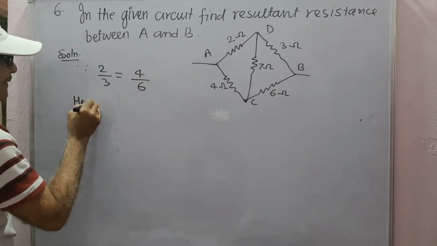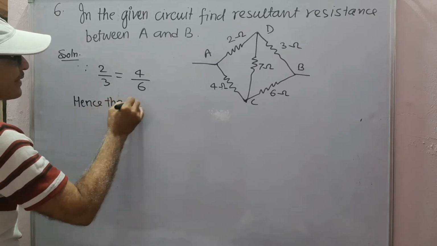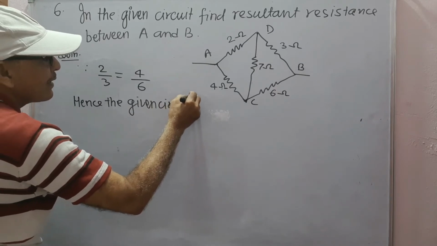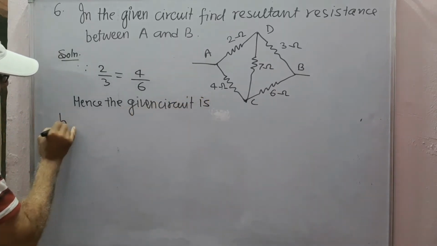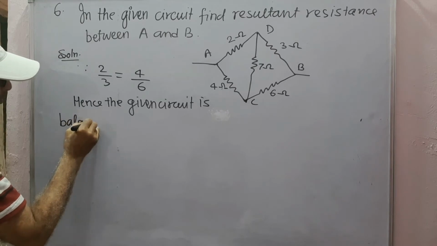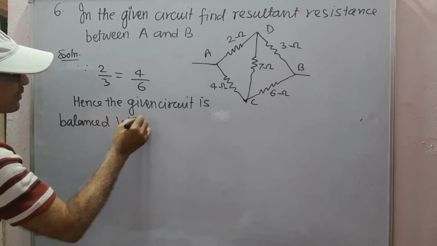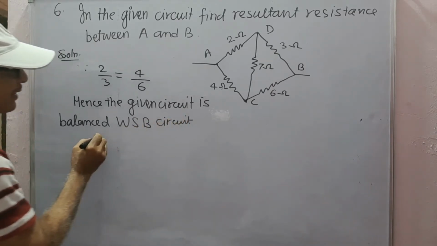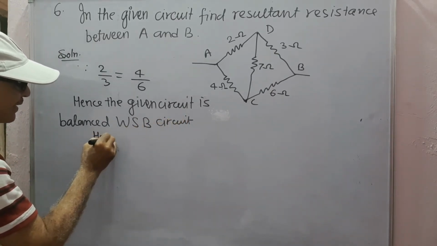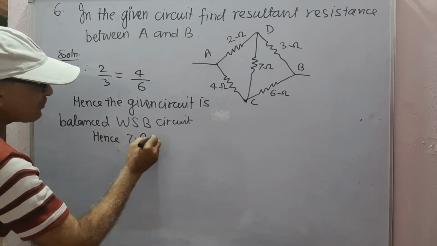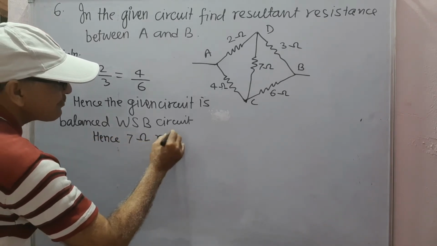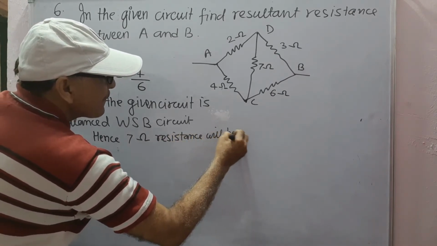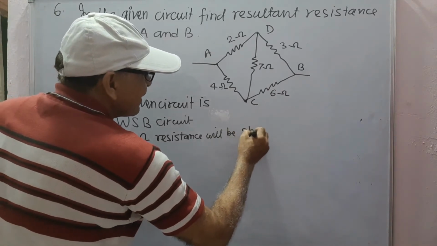Hence, the given circuit is a balanced Wheatstone bridge circuit. Hence, the 7 ohm resistance will be inactive, means short circuited.